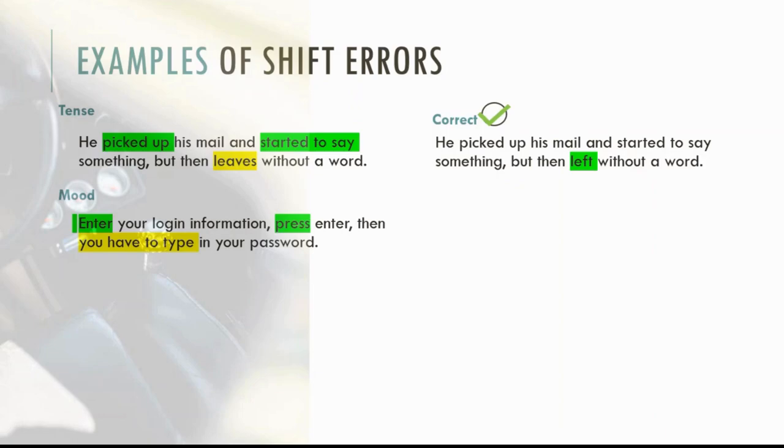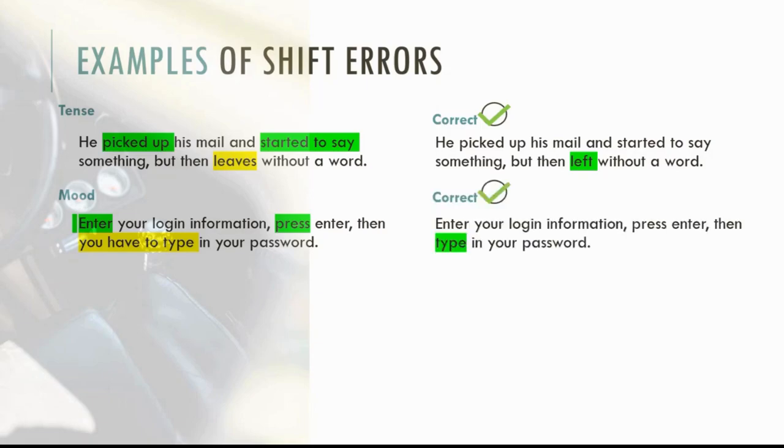Here's the mood I mentioned. Enter your login information, press enter, then you have to type in your password. The first two are giving instruction, and the third one brings in the subject and the verb. We want to make all of them just instructive. Enter your login information, press enter, then type in your password.